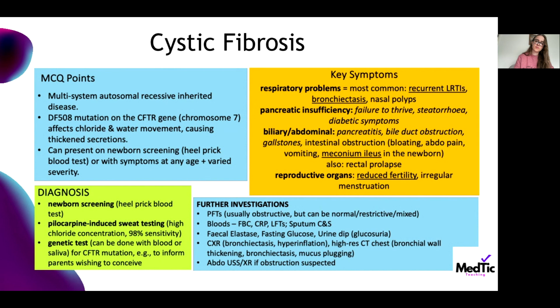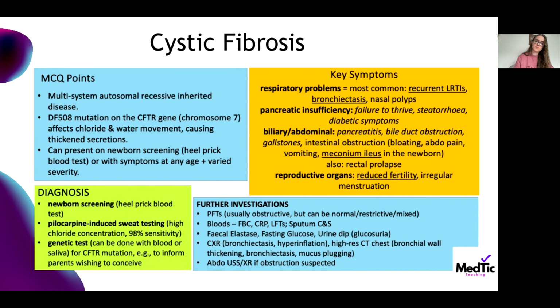Basically, you have a mutation that affects your chloride and water movement in and out of cells, and that causes these thick secretions. In the sweat glands, it also results in very chloride-heavy sweat, which is why we can do the sweat test to diagnose. But it's also part of the newborn screening heel prick blood test. So often cases are picked up very early on. But if not, we can do a sweat test, and then things like genetic tests can be done for the parents as well.